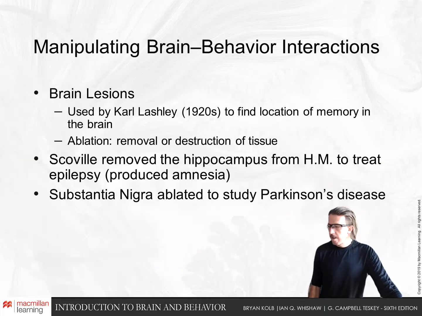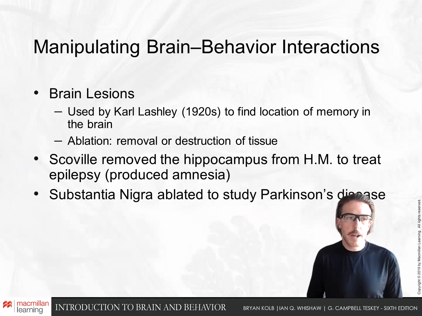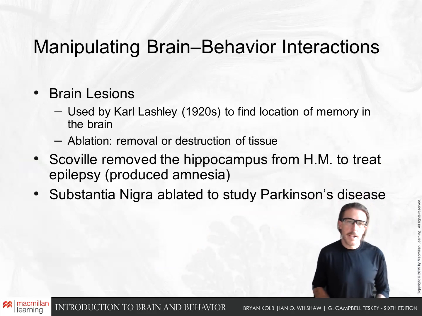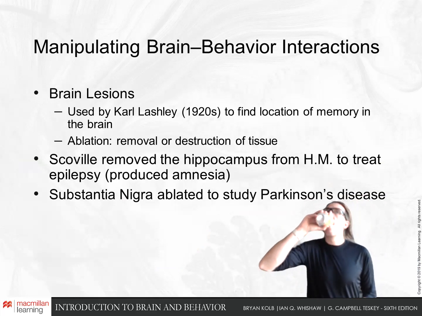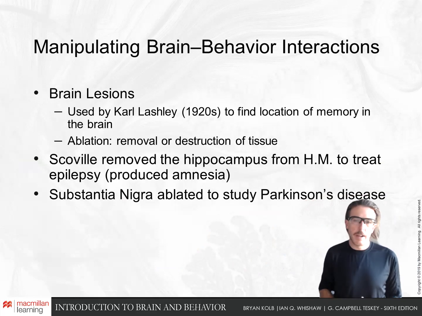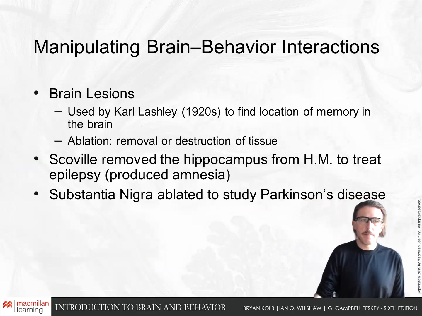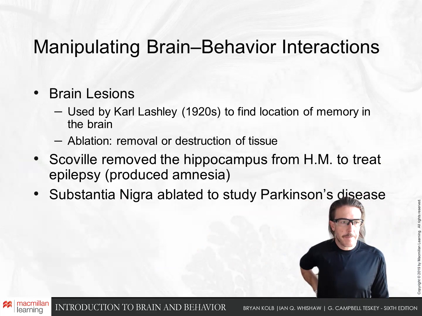Lesioning the brain is a very long, popular technique of studying the relationship between brain and behavior. Karl Lashley, 100 years ago, was trying to identify the location of memory in the brain, and he slowly cut different sections of the brain, but without cutting the hippocampus because of its being tucked away under the cortex, he didn't find any particular area that influenced memory.